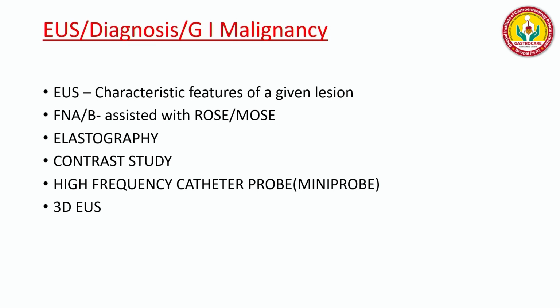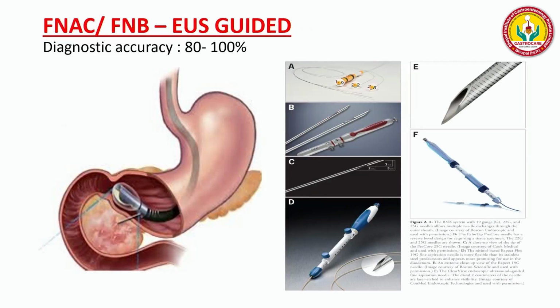So EUS in diagnosis can be made with EUS per se, from some characteristic features of a given lesion. Especially this is useful in pancreatic cystic lesions and also in some of the submucosal lesions. Then with EUS FNA and FNB, assisted by other techniques like ROSE, we can give better results in the EUS diagnosis. There are other methodologies also, like elastography, contrast, high frequency catheter probe and 3D EUS.